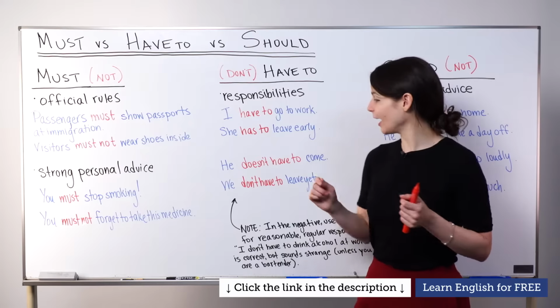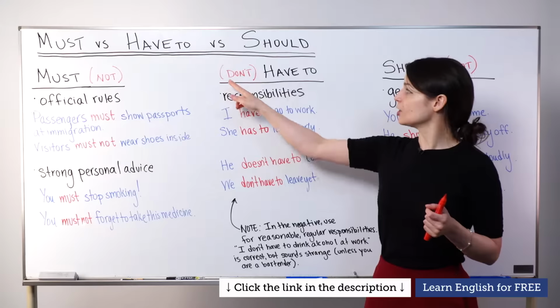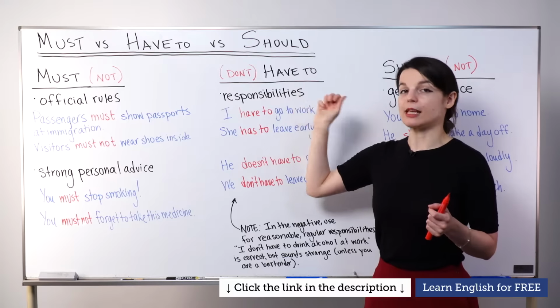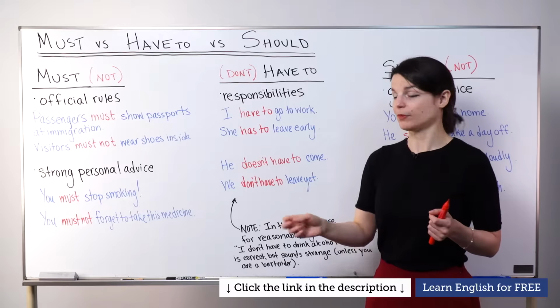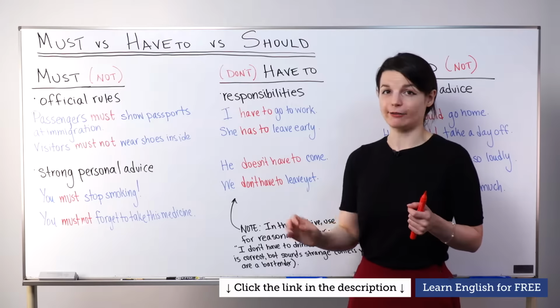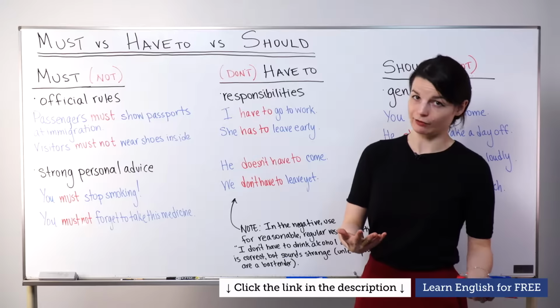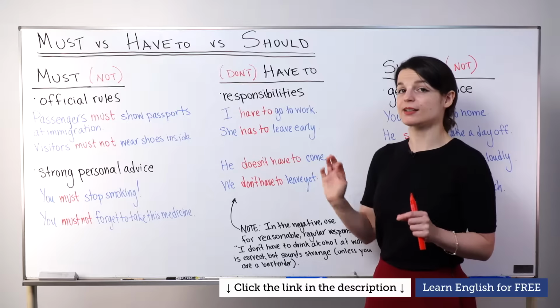Now, let's look at negatives. So again, don't have to is the I subject version. I don't have to, we don't have to, they don't have to. If your subject is he, she, or it, it becomes doesn't have to. He doesn't have to, she doesn't have to. So examples, he doesn't have to come.